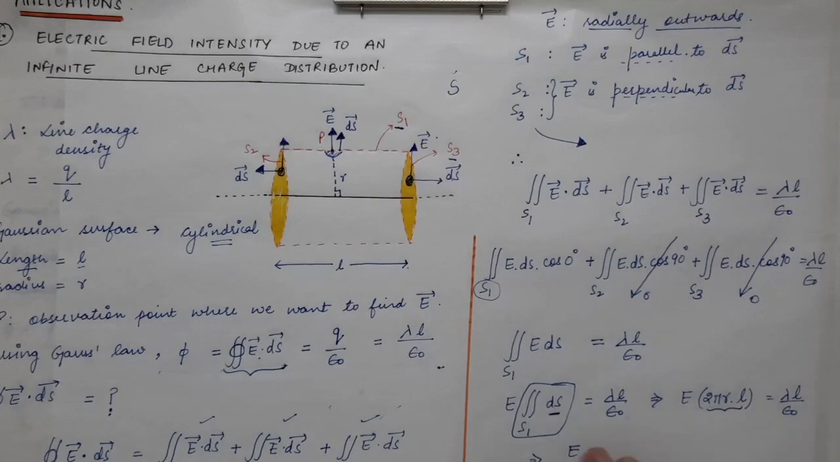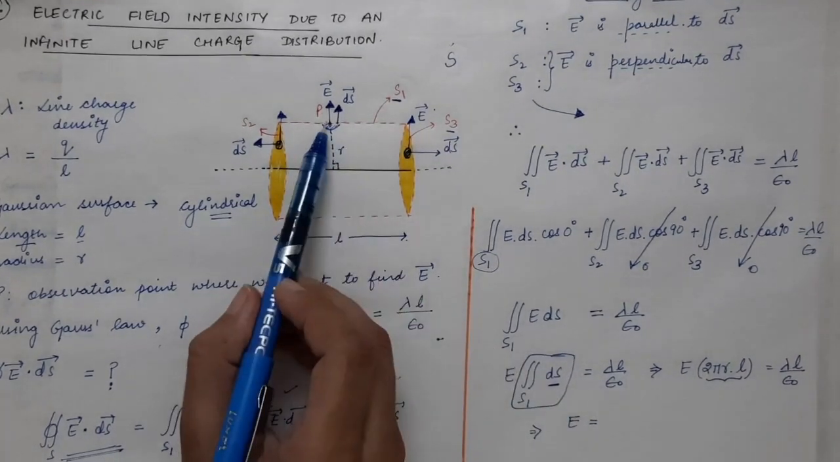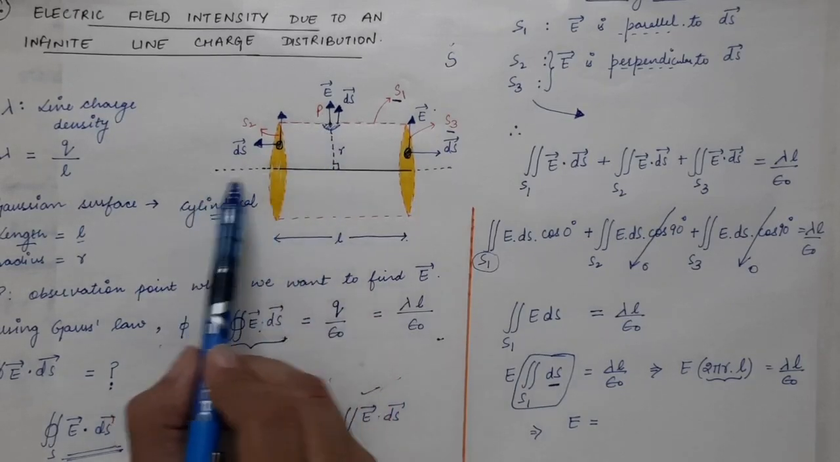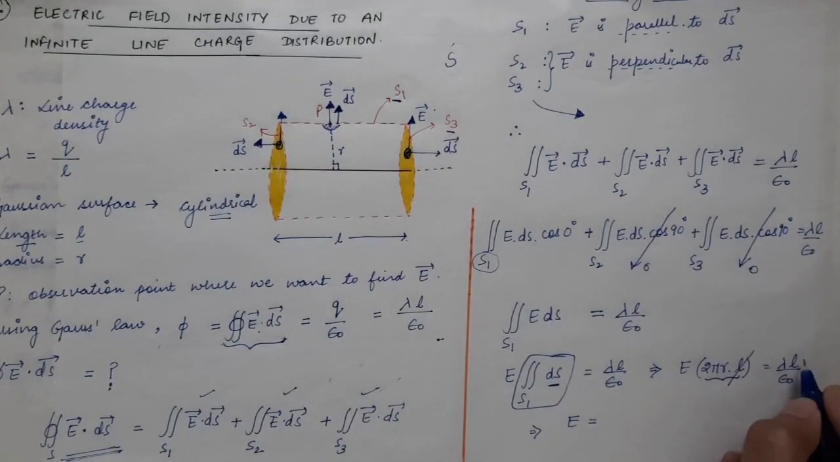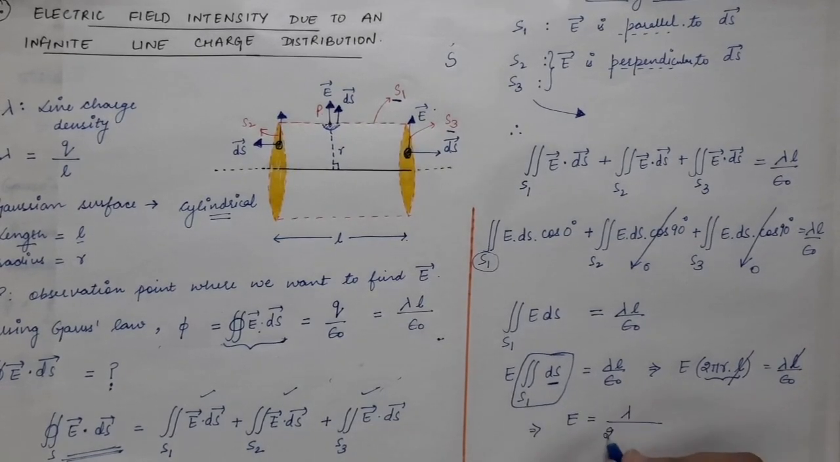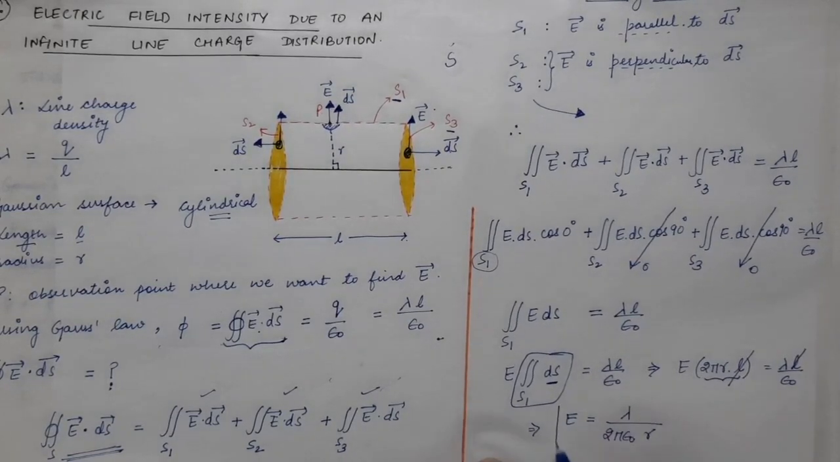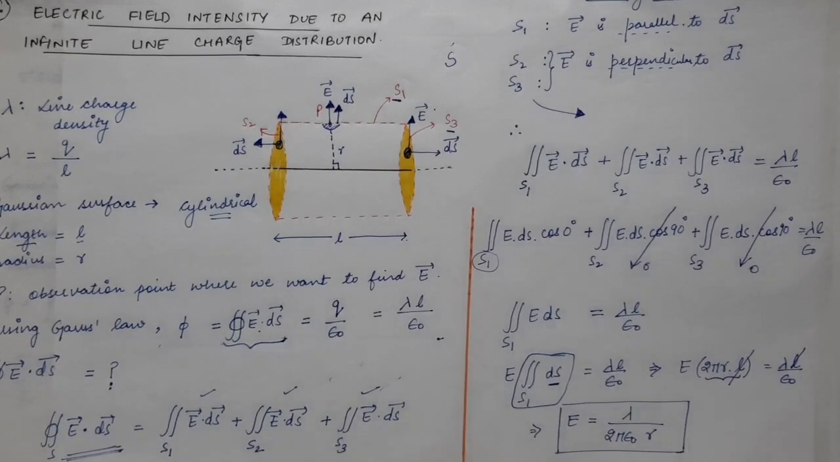From this formula you can find the electric field intensity at this point P, which is at a distance of r from the line charge distribution. E can be taken on the left hand side, so L will cancel with L, and E will be equal to lambda divided by 2 pi epsilon naught into r. This is the magnitude of the electric field intensity.